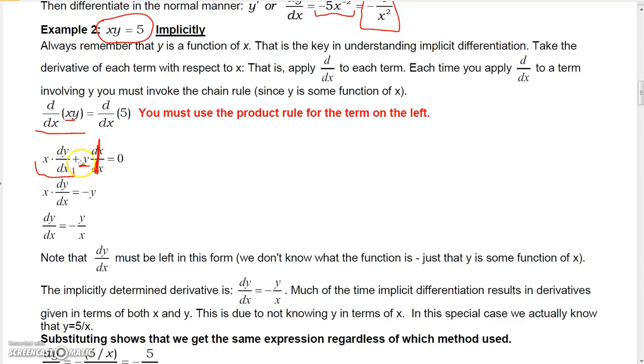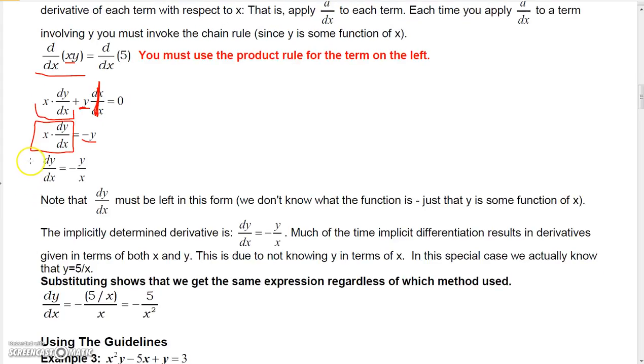Now, if I move this y over here, that leaves me with x times dy over dx equals minus y. And then that gives me the derivative of y with respect to x. It's just minus y over x. Now, you might remember before we found that this was actually minus 5 over x squared. And so you may say, well, that doesn't look like the same thing. Well, it may not look like it, but we can kind of cheat in this case.